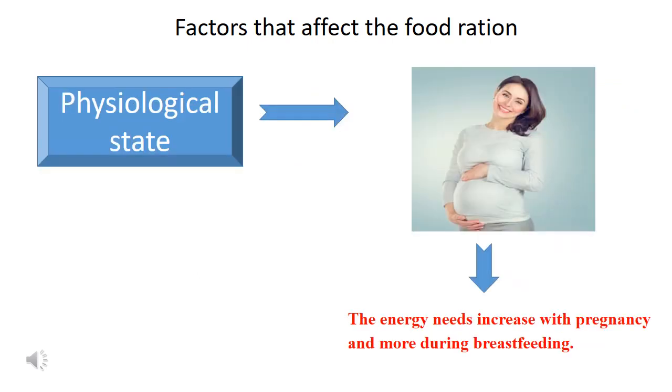Another important factor that affects the food ration is the physiological state of the individual, like when a woman is pregnant. Naturally, the energy needs increase during pregnancy and also during breastfeeding, since the woman needs to provide the fetus with the necessary energy and material needed for its development, as well as when she's breastfeeding her baby. She needs to provide this baby with the necessary materials that he needs to grow up.